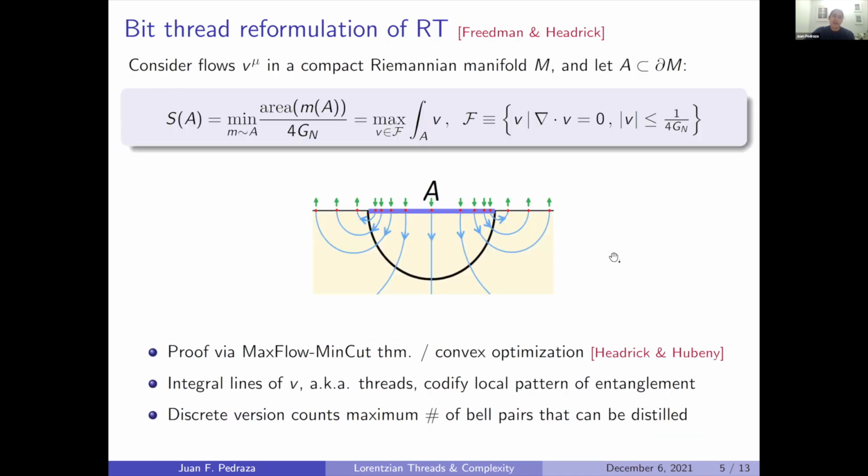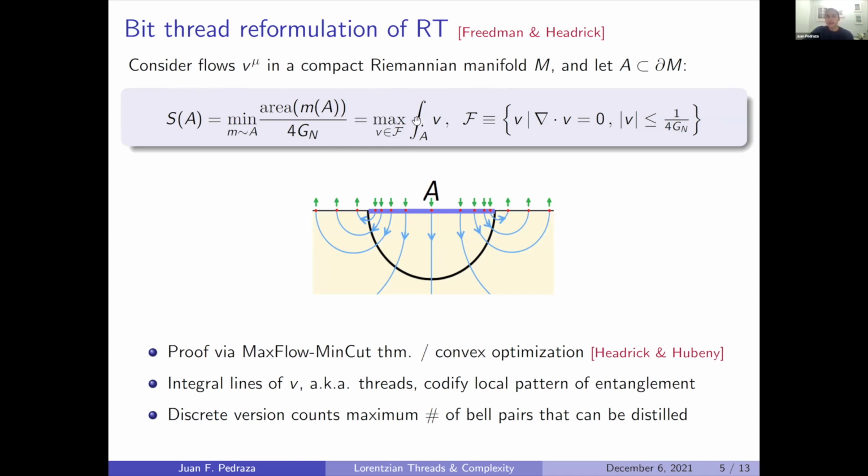Okay, so before I tell you about this reformulation, let me just in one slide summarize the proposal by Friedman and Hedrick of how it is possible to reformulate the RT prescription using bit threads. So in this equation, in the left-hand side, we have the formula that we all know. This is the RT formula. With this formula, we can compute entanglement entropy in terms of the areas of certain surfaces in the bulk.